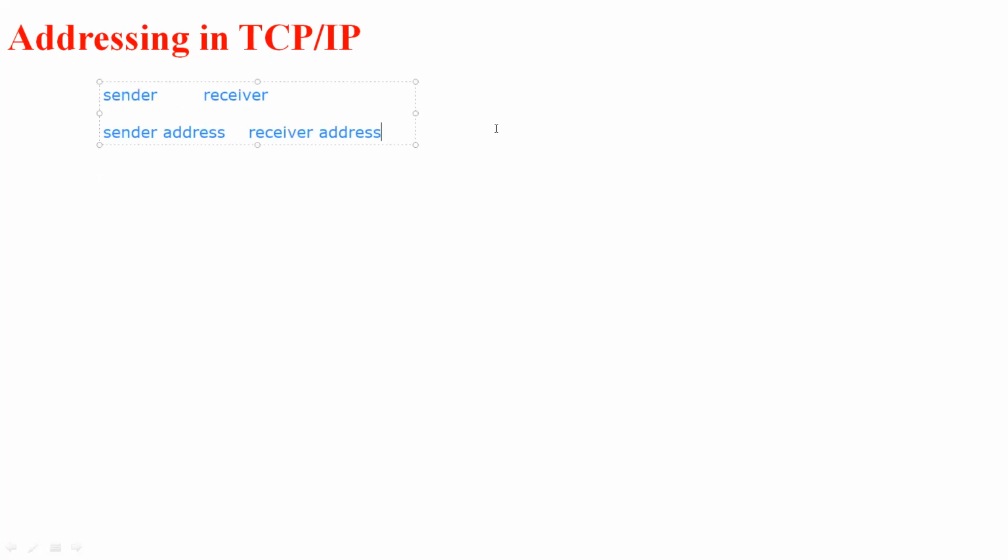Since we have 5 different layers, we need 5 pairs of addressing. Why? Because we have frames, data segments, fragments, and payload. In order to address all these things, we have a different pair for each and every layer, right? So we need 5 different pairs.